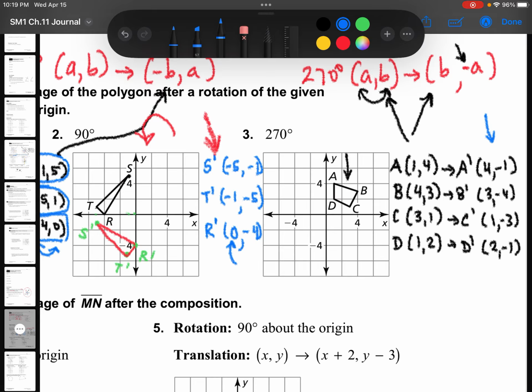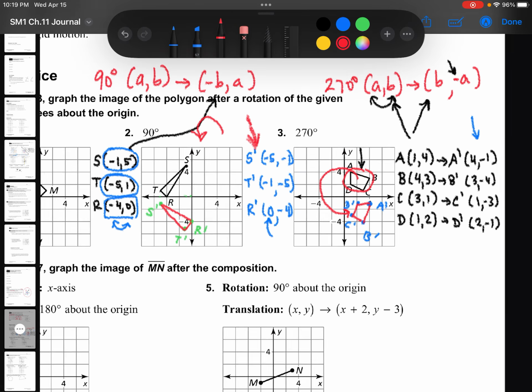A prime, let's begin. I'm going to do everything in blue. 4, -1 is right here. Then we do 3, -4 over here. That's B prime. Then we do 1, -3. That's C prime. And finally, we have D prime, that is a 2, -1 right here. Then just connect. And we're going to end up with a figure that looks like this. Okay? That was a rotation starting from this point of 270 degrees about the origin.